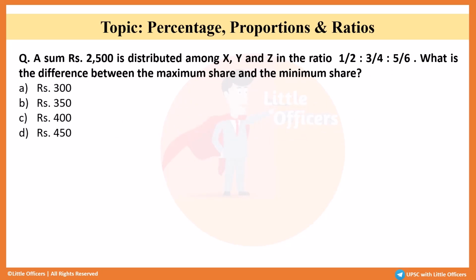Okay, next. A sum of 2500 is distributed among x, y, z in the ratio of 1/2 is to 3/4 is to 5/6. What is the difference between maximum share and minimum share? See, in such questions where your ratios are in fractional numbers, the trick is you just have to make it whole. To make it whole, what to do? Find the LCM of the denominators and multiply the ratio by that LCM.